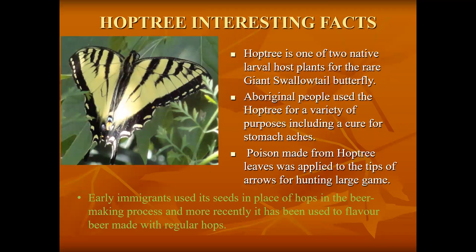Hop tree is one of two native hosts for larval versions of the giant swallowtail butterfly. Early immigrants used its seeds in place of hops in the beer-making process, and more recently it has been used to flavor beer made with regular hops.